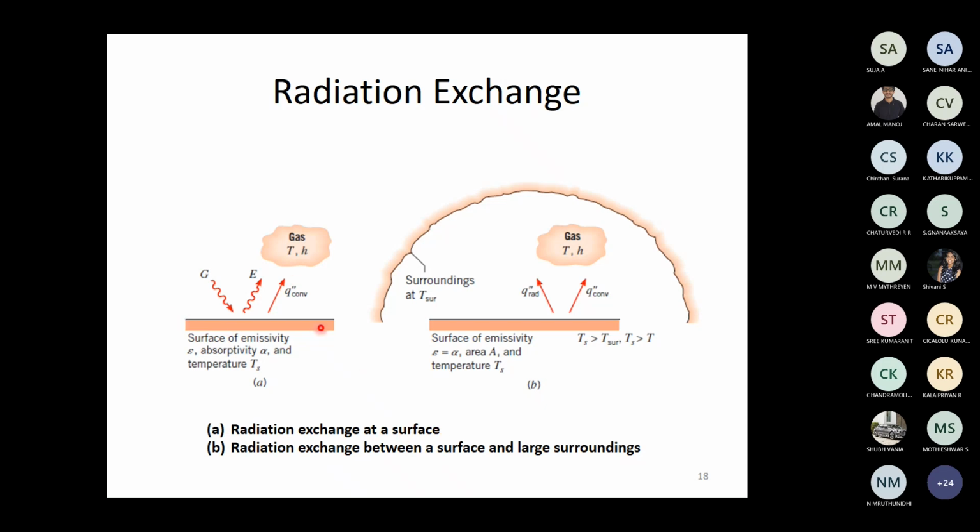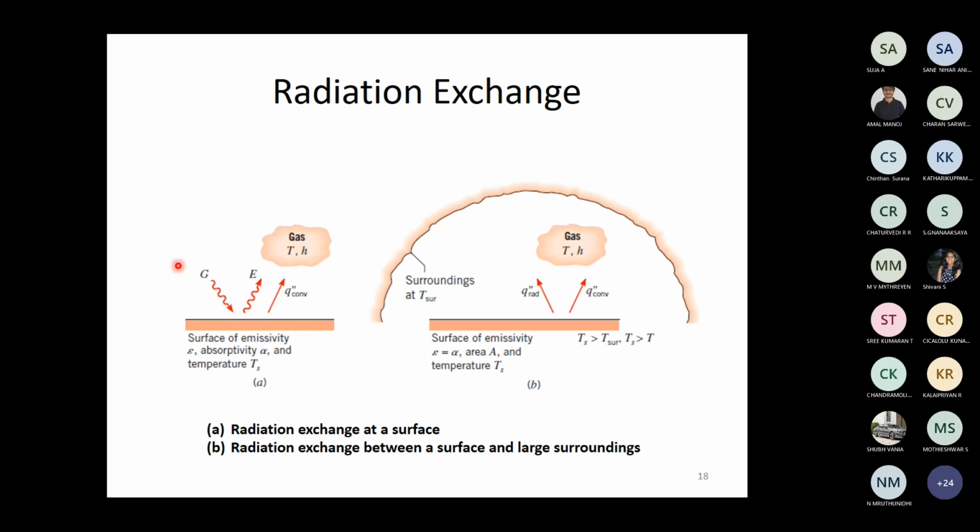So there is a surface here. This surface is at a temperature Ts, and also it has got a certain emissivity and certain absorptivity. Now what is this emissivity, what is this absorptivity, we shall see very soon. So you can see that there is a surface, and adjacent to the surface there is some ambient atmosphere. In this case there is a gas which is at a temperature T, and there is an H. H is the heat transfer coefficient associated with the convection.